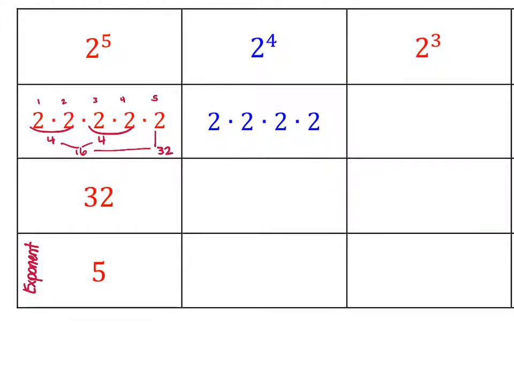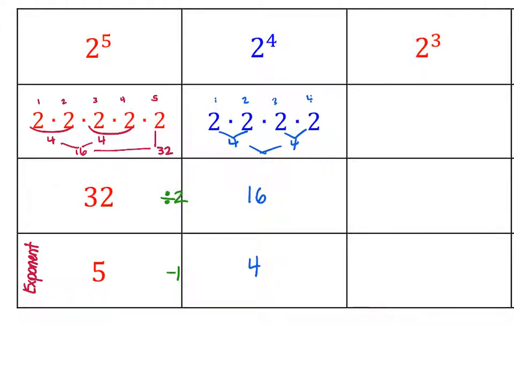When we look at the next column, we have 2 to the 4th. So 1, 2, 3, 4 2s, 2 times 2 times 2 times 2. We know that this is going to be the same as 4 times 4, which of course is 16. This time our exponent was 4. Now I want you to notice the pattern. Our exponent decreased by 1. You'll also notice the relationship between 32 and 16. 16 is half of 32, or 32 divided by 2 gives us 16.